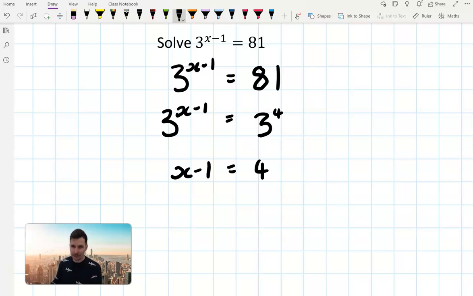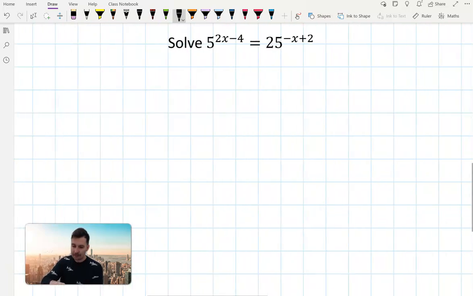We've got a, albeit pretty easy, equation to solve here. So if x take 1 is 4, then x has got to be equal to 5. So we won't always leave you with a clear-cut x equals something. There might be a little bit more work to do afterwards. Okay, let's do another one.